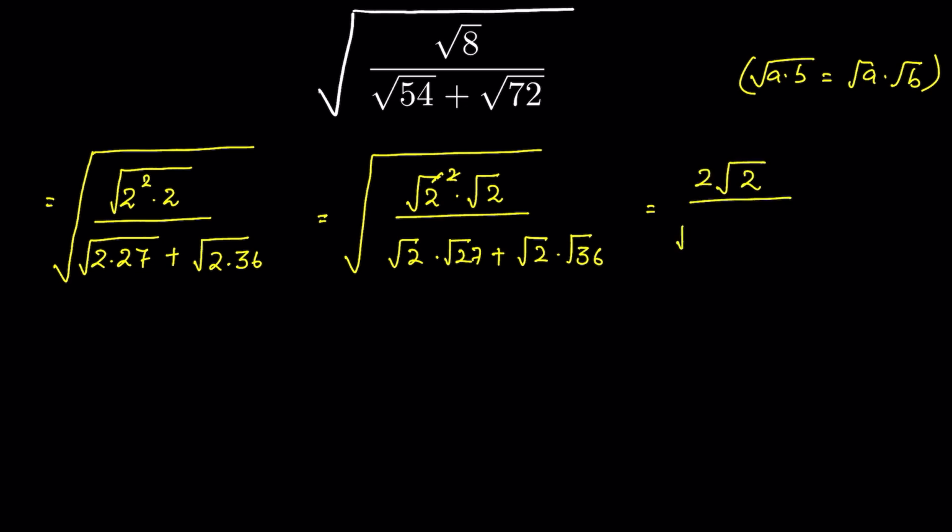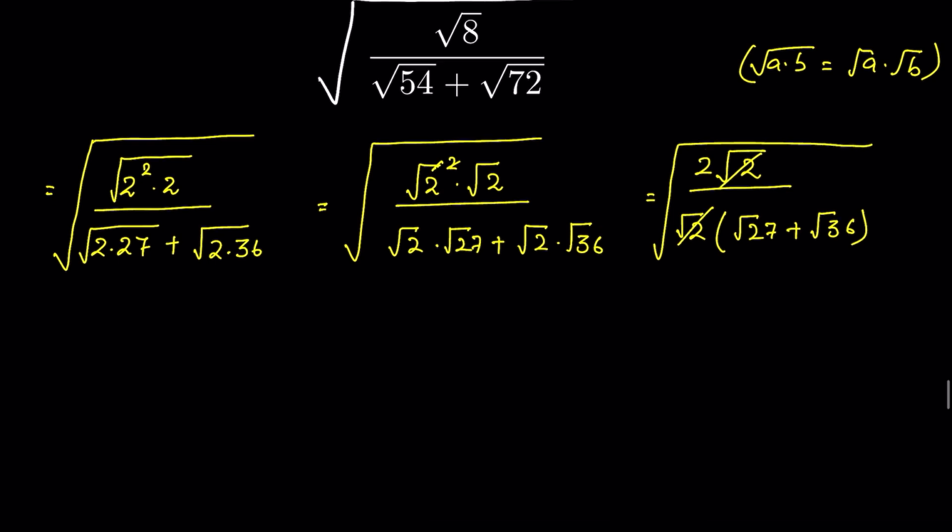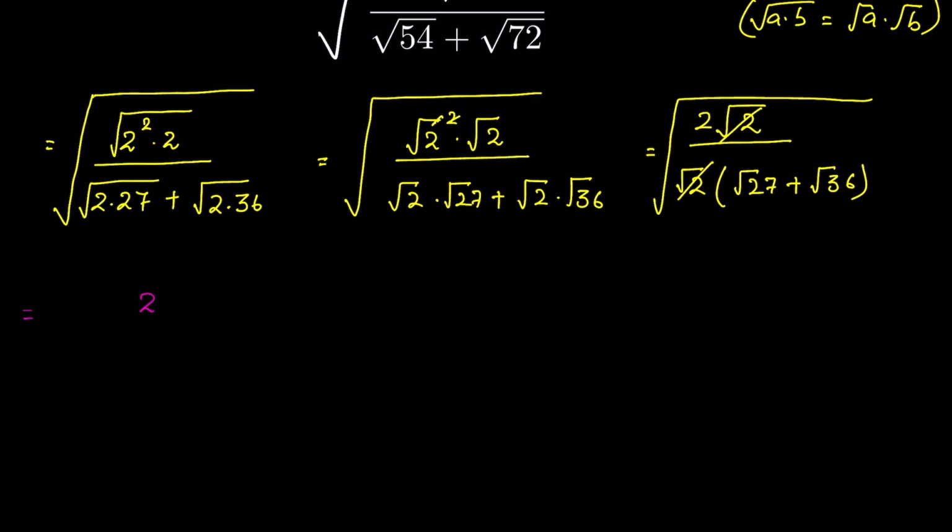upon, we can take square root of 2 common and write square root of 27 plus square root of 36, parenthesis closed, all under square root. Now this square root of 2 is the like factor, we can cancel. Now we have 2 upon square root of 27, again we can write 3 times square root of 3 plus square root of 36 as 6, all under square root.